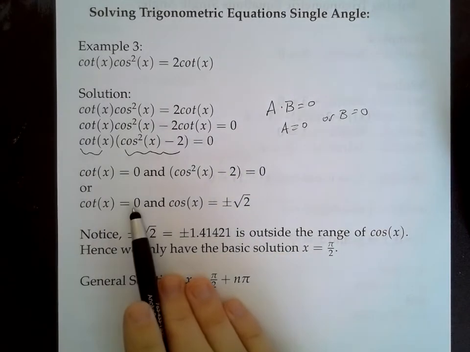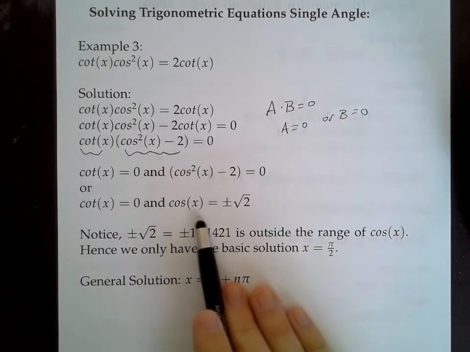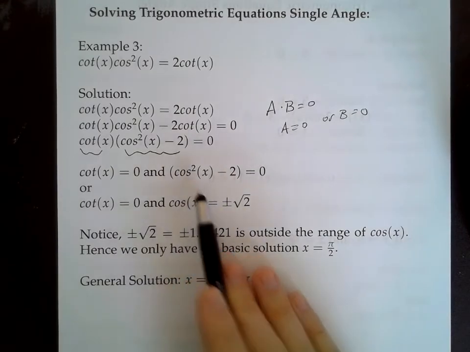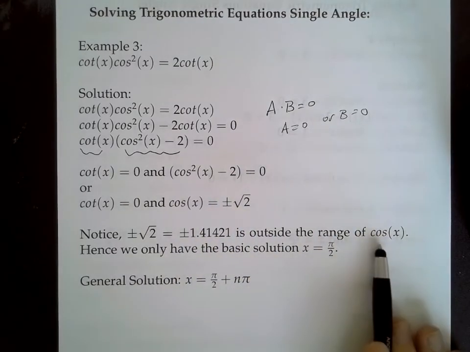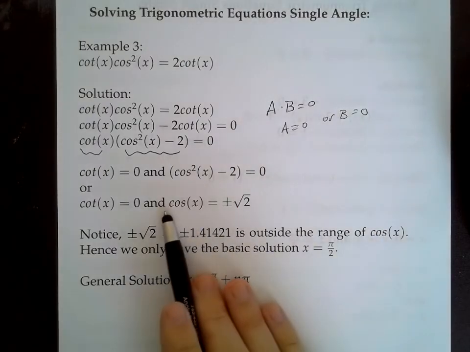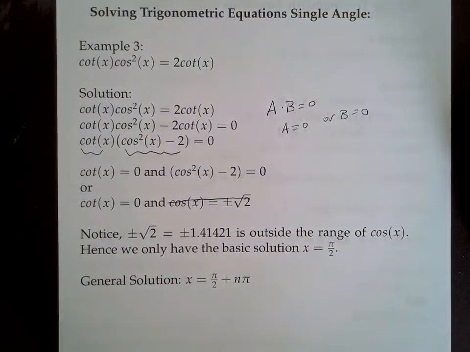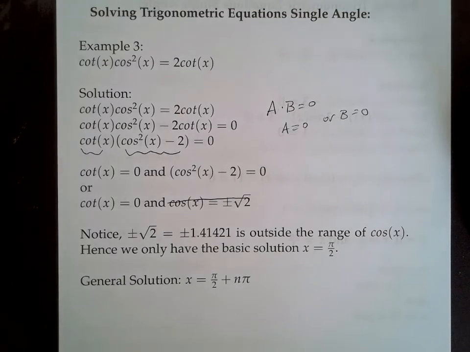Cotangent of x is equal to 0 is by itself, and then we can do our basic solution here. Now notice that cosine of x is equal to plus and minus the square root of 2, because I had to take my square root here. But the problem is the square root of 2 is 1.41, and this is outside the range of my cosine. So in this case, I'm not going to have any actual values coming from this cosine because they both fall outside the range, meaning I'm not going to be able to find a solution.